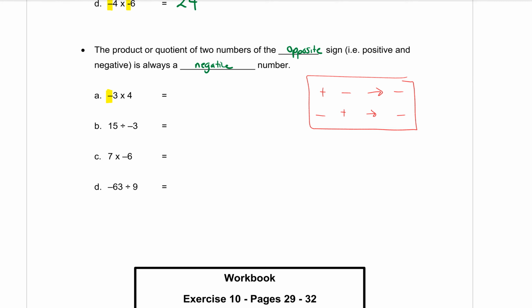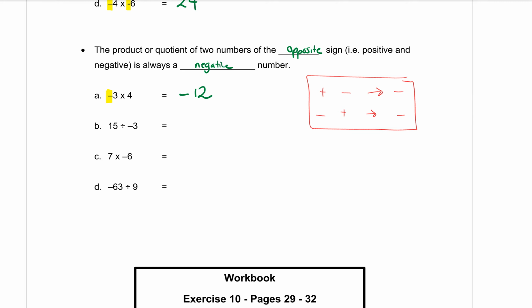I've worked out the sign first. I haven't even worried about the numbers yet. All I've done is look at the signs. Okay? I'm multiplying a negative number and a positive number, so I'm going to get a negative answer. And then I multiply the numbers. 3 times 4 is 12.